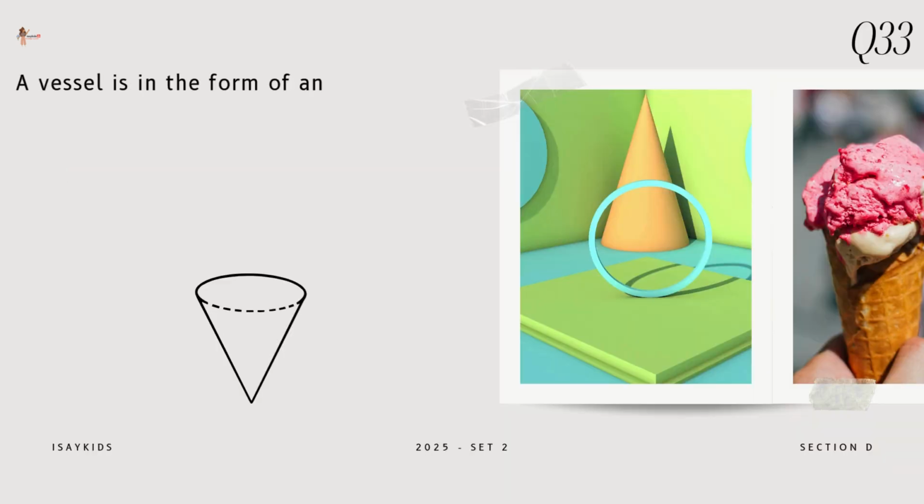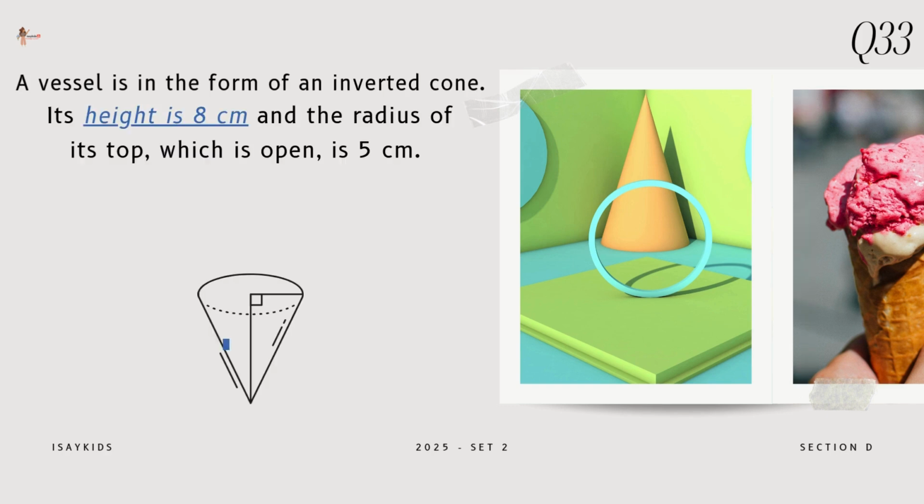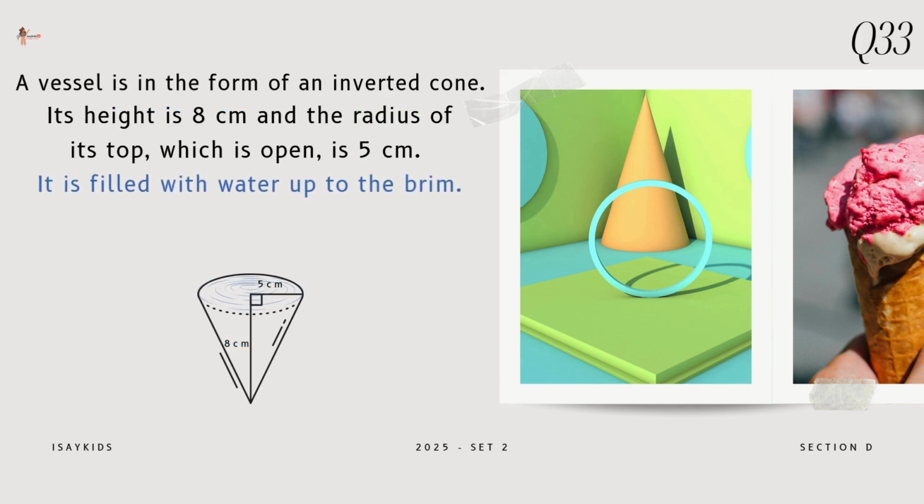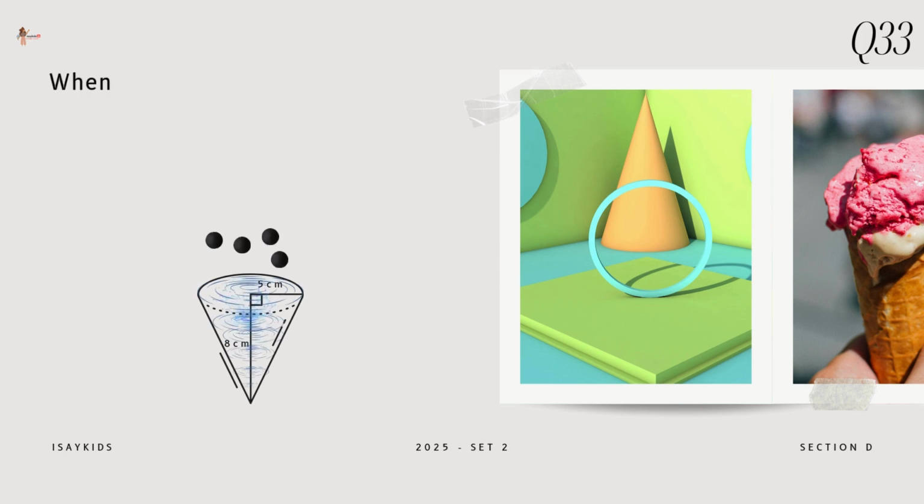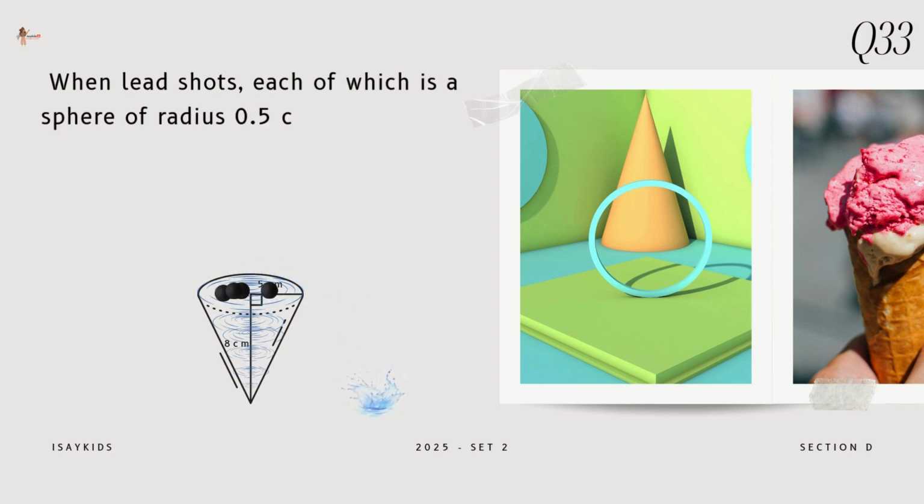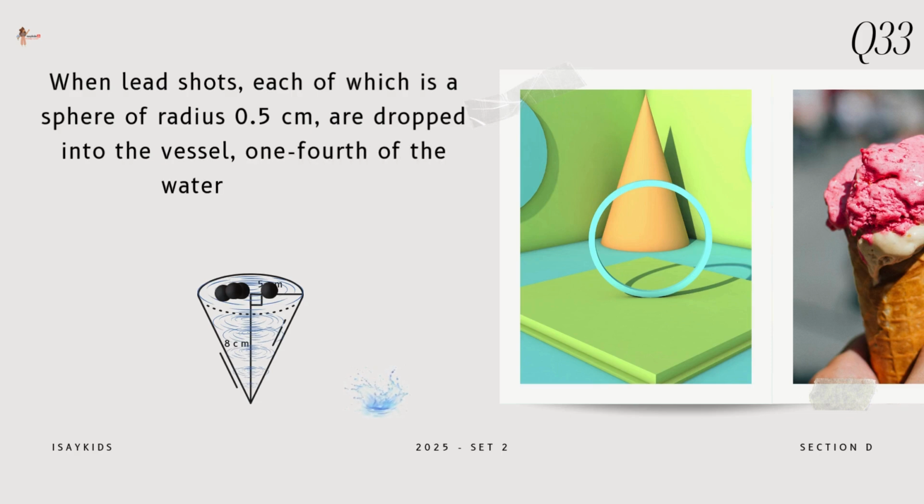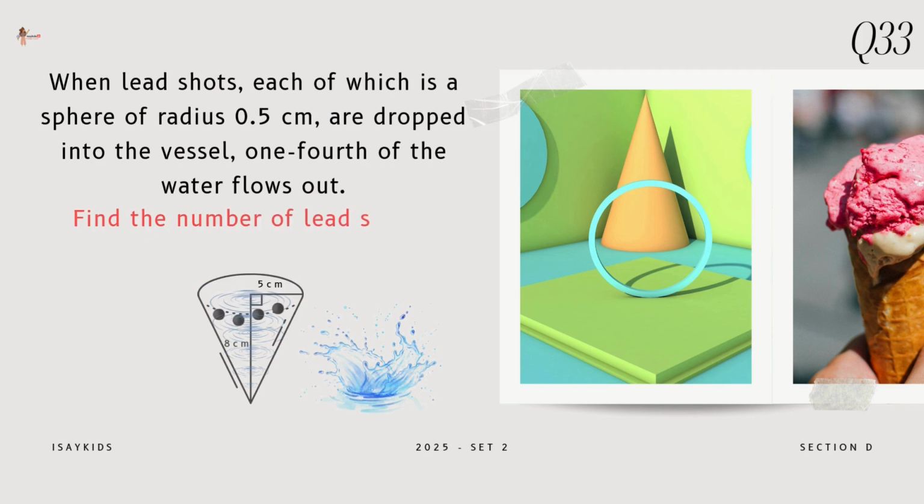A vessel is in the form of an inverted cone. Its height is 8 cm and the radius of its top, which is open, is 5 cm. It is filled with water up to the brim. When lead shots, each of which is a sphere of radius 0.5 cm, are dropped into the vessel, 1/4 of the water flows out. Find the number of lead shots dropped in the vessel.